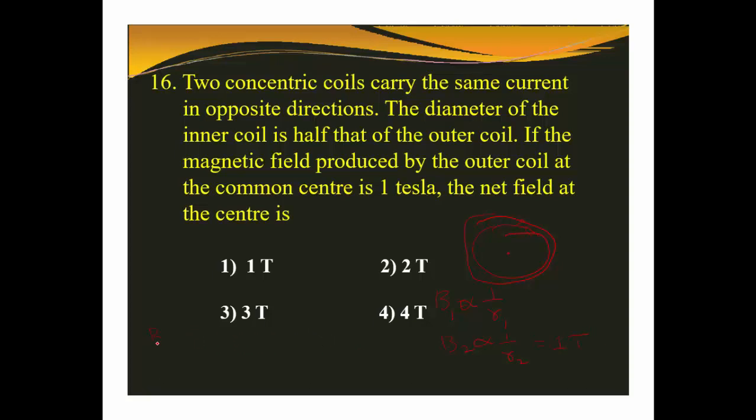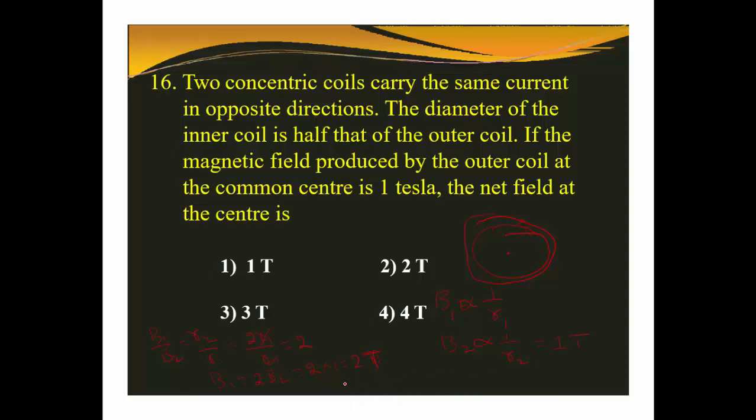Now I will calculate B1 by B2. B1 by B2 will be R2 by R1. Here R2 is double R1, it is given. R1 cancels, it will be 2. That indicates B1 is 2B2. B2 is 1 Tesla, so B1 is 2 Tesla. It is T, not pi. B1 is 2 Tesla, and B2 is already 1 Tesla.